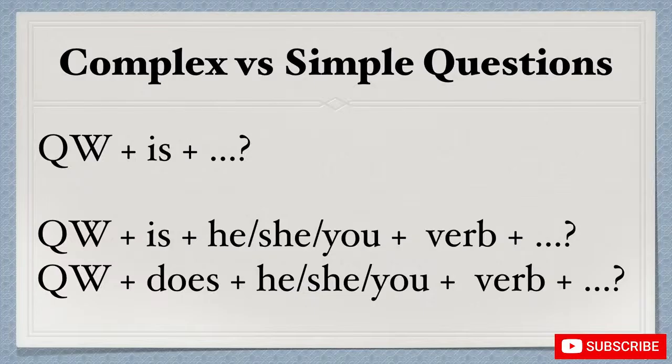So what does this look like? So simple questions, as I said, are usually the question word plus is and then the rest of the question. Complex questions, however, are the question word, either is or does, plus he, she, you, we, it, etc., plus another verb. So for example, where is she going tomorrow? That would be an example of a complex question.